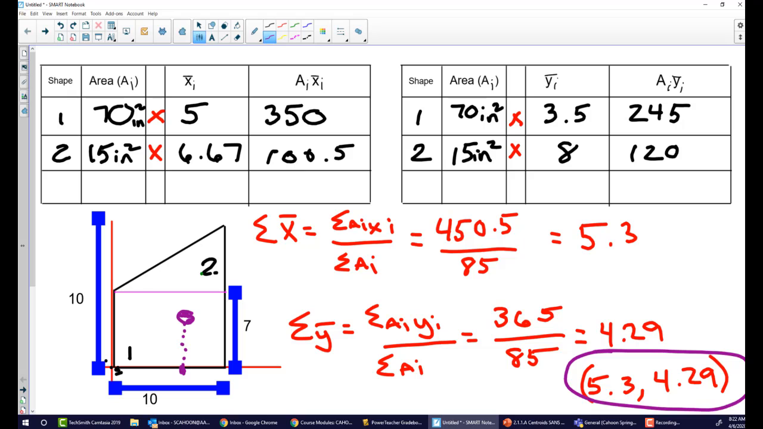Okay? So if you can master these tables, just remember not to get confused with these equations, because they really just seem more complicated than they are. Really, it's the sum of the stuff in this column divided by the sum of the stuff in this column. Okay? All right, great. So that's complex shapes, and that'll wrap it up for today.